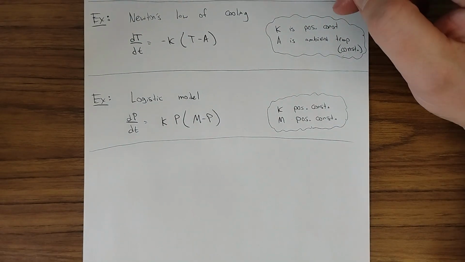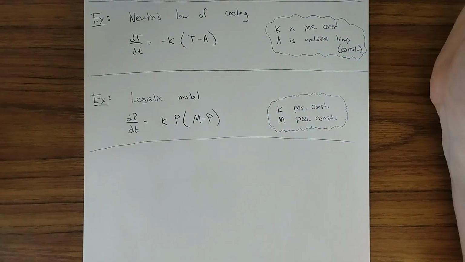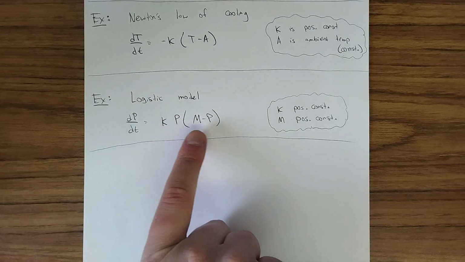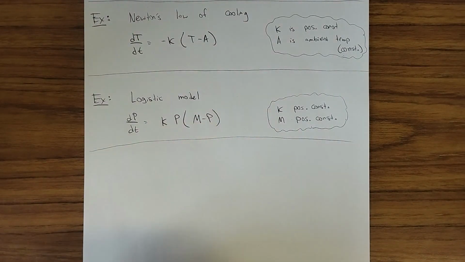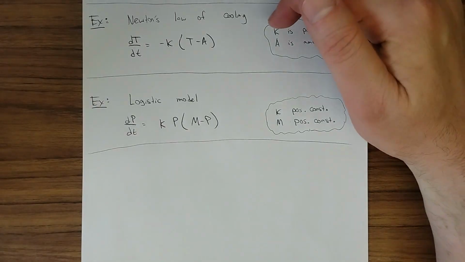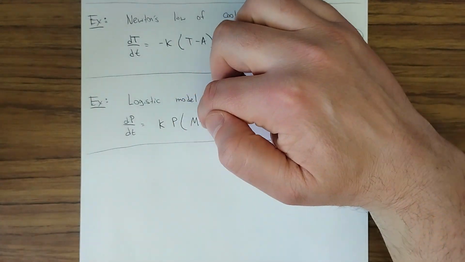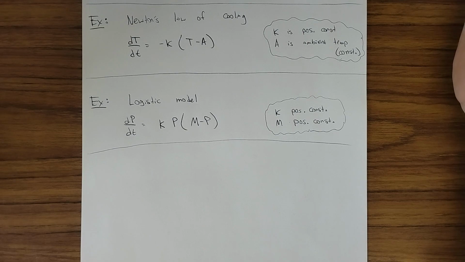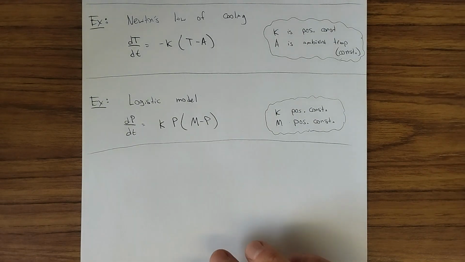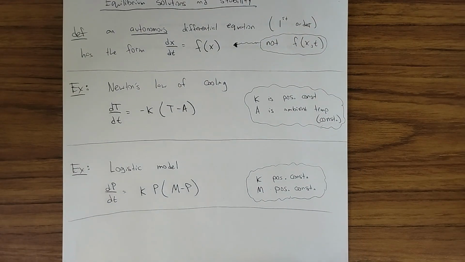And the one we talked about most recently, which is the logistic model for modeling population growth, is also autonomous. For this one, the differential equation had this form. K is a constant, M is also a constant. So the point is this right-hand side of this equation does not involve little t. That's what makes this autonomous. So I am going to switch over to Maple and show you some slope fields for these.